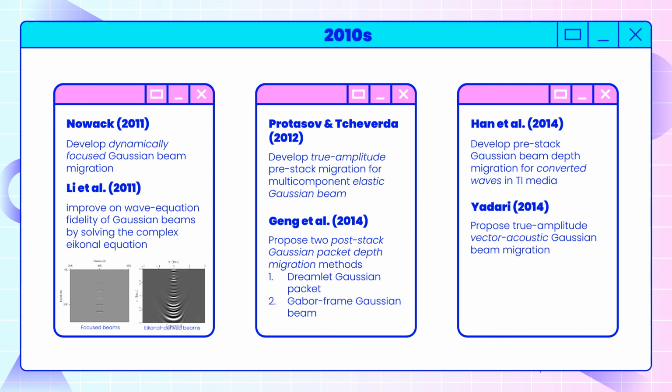Yadari in 2014 proposed true amplitude vector acoustic Gaussian beam migration upon multi-measurement seismic data based on Green's function theory, which can remove the ghost effect and produce amplitudes on reflectors that are proportional to the reflection coefficient.